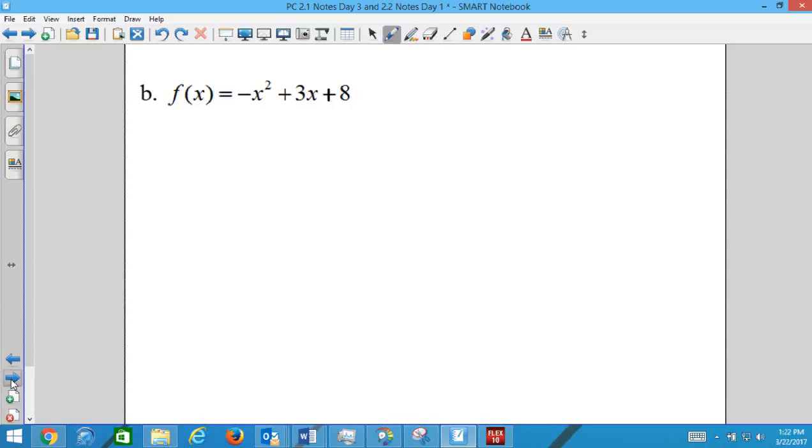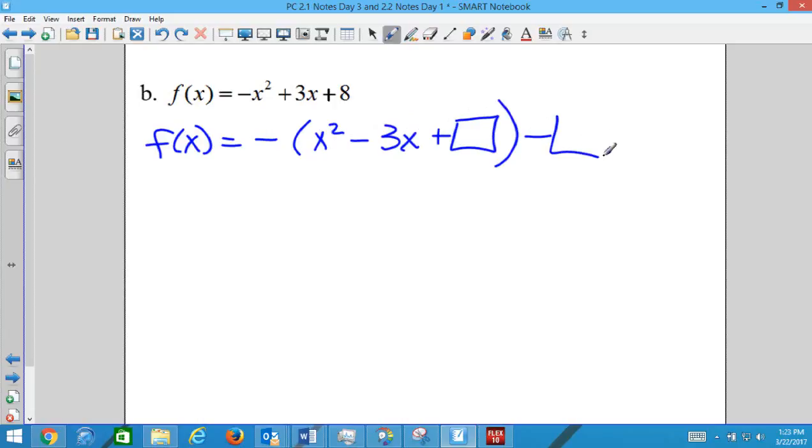Just take the negative, like it's divided by a negative one. So this negative sign right here, you can't complete the square if the negative sign is there. So you have to factor out the negative sign. So my first step is going to look like negative 1, parenthesis, x squared minus 3x plus something, minus something, and then plus 8. I did not take the negative sign out of the 8. That's why it's not in the parentheses.